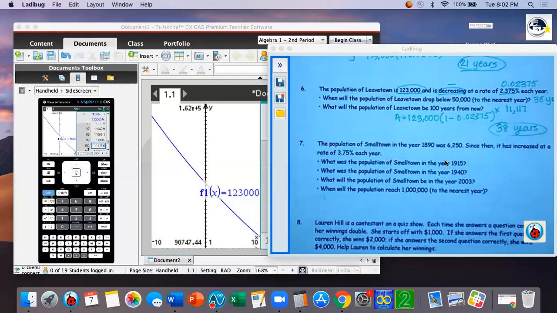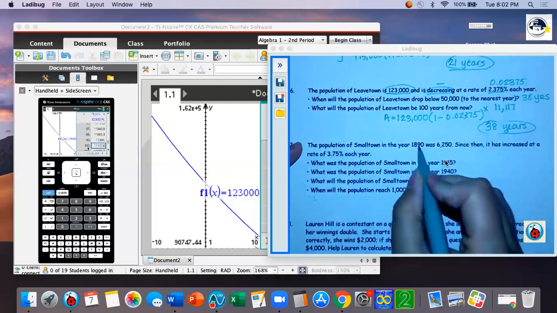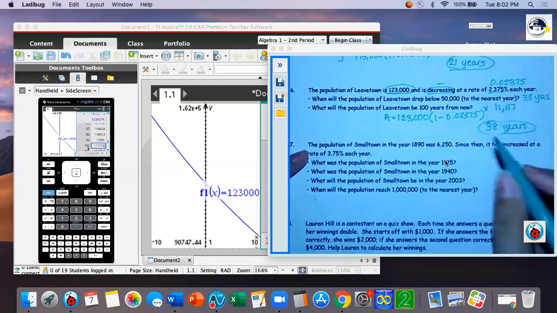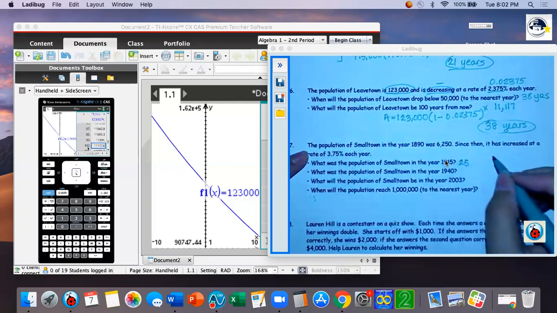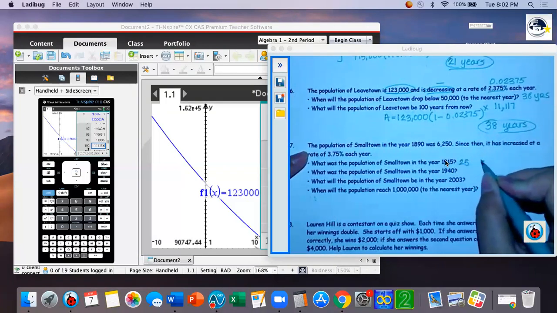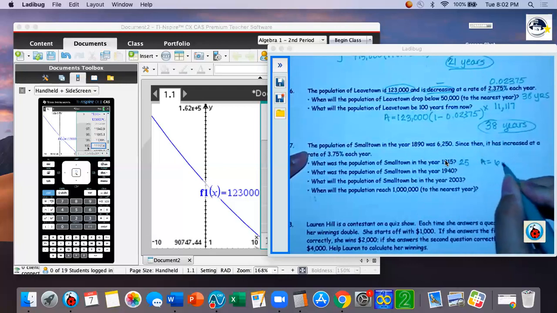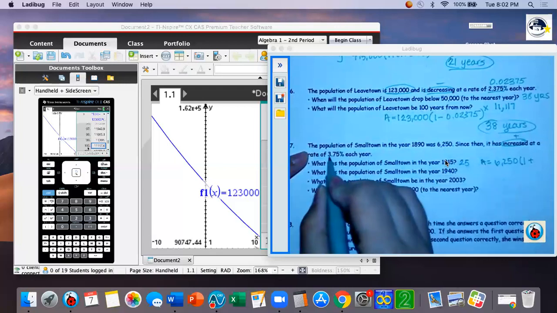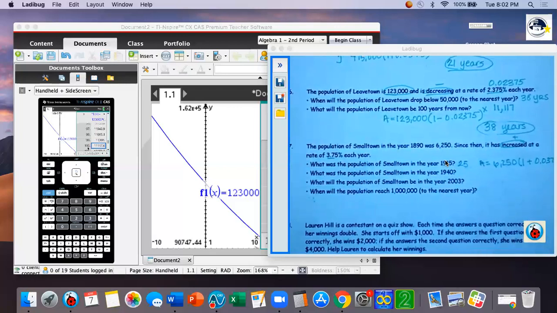Let's do number 7. Same kind of thing. We're writing our equation. So we go from 1890 to 1950. So that's 25 years. So we're going to write our equation. A equals, my starting population is 6,250. It is increasing, so we're doing 1 plus my percent, 0.0375 to the power of 25 for after 25 years.